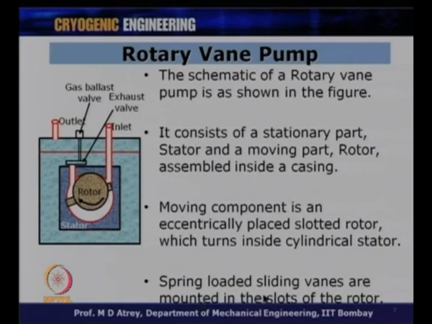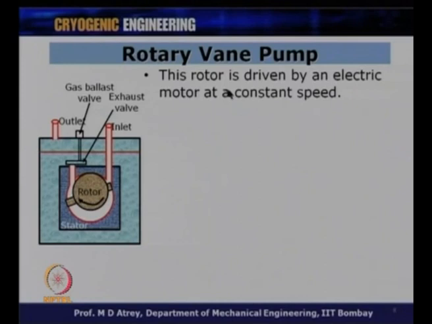Alright. So, spring loaded sliding vanes are mounted in the slot of the rotor. So, when this rotor rotates, these vanes will rub against these walls, but they will never cease to have contact with this stator, always being in rubbing contact with this stator. This rotor is driven by an electric motor at a constant speed. So, the rotor is driven by a motor which rotates at a constant speed.